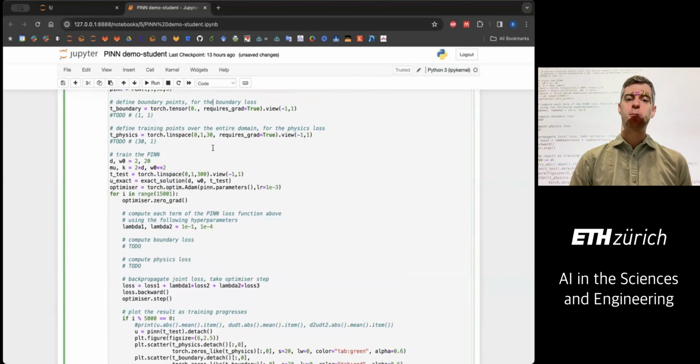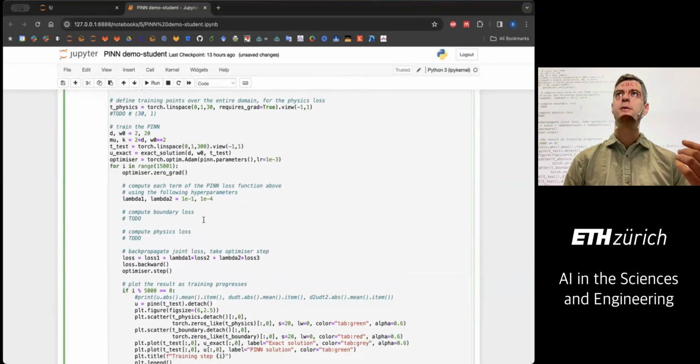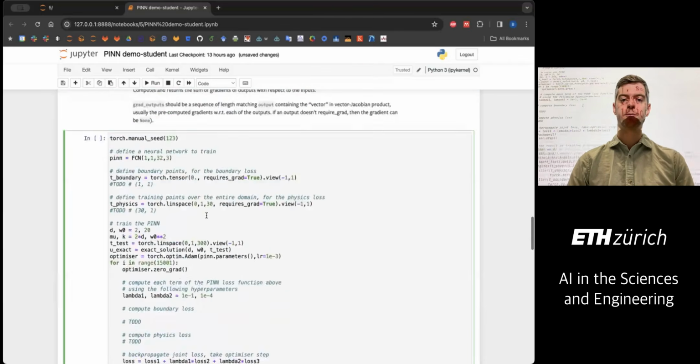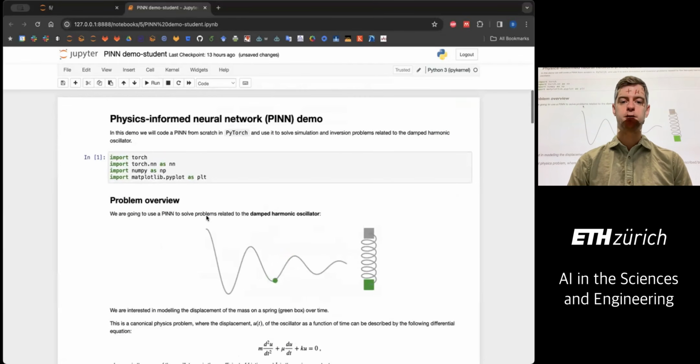Okay, so now we've got our points that we're going to feed into the network. Now we need to compute these loss values in our training loop. So the first thing we need to do is the boundary loss. And the first boundary condition that we want is that the solution should be 1 at t equals 0.